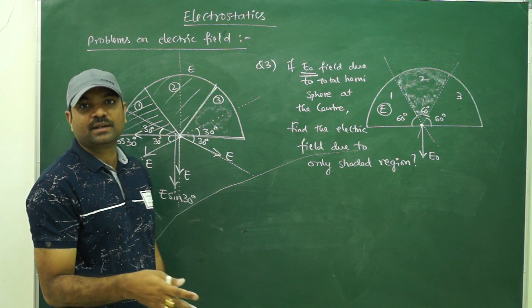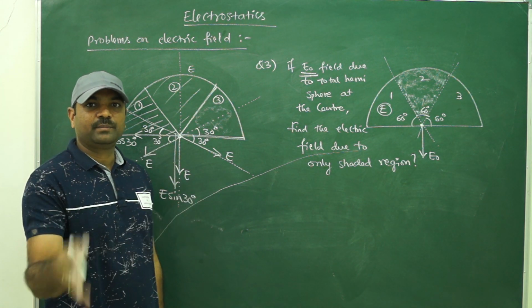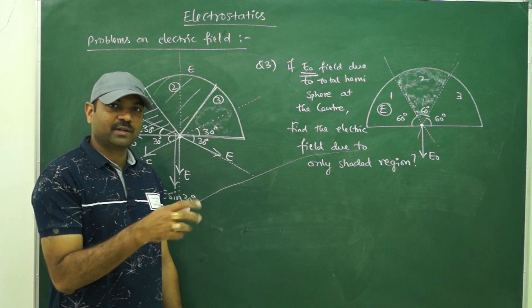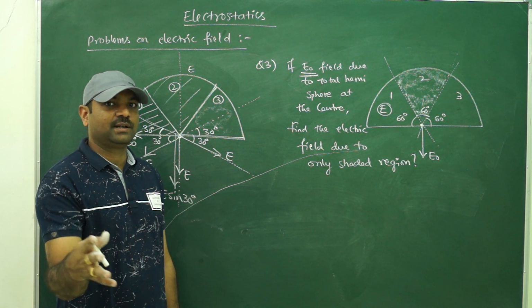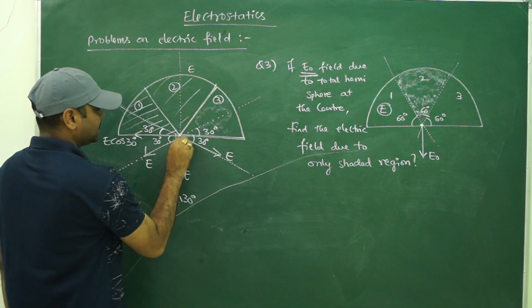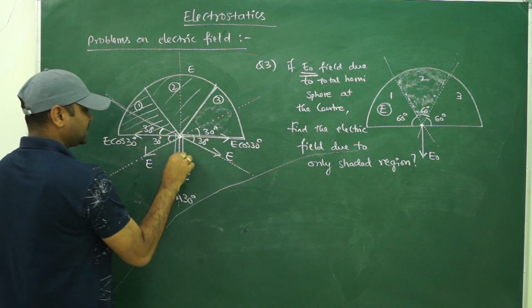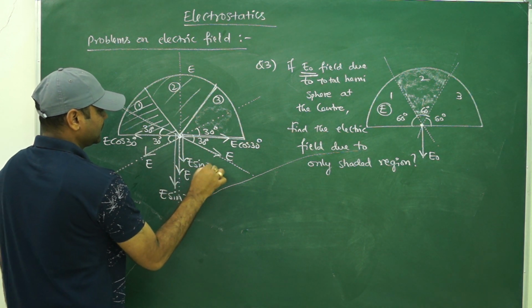I keep saying that please keep a paper and pen with you while watching this video. Write down all the things I am writing on the board so that you will understand them better. So I can make the components: E cos 30 and the other component E sin 30.